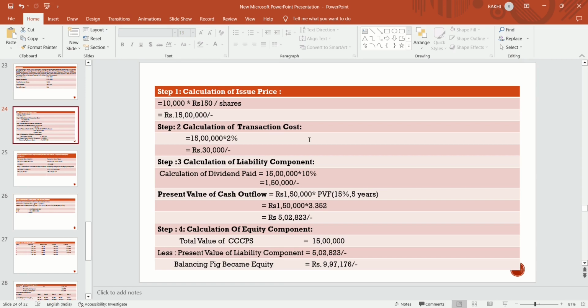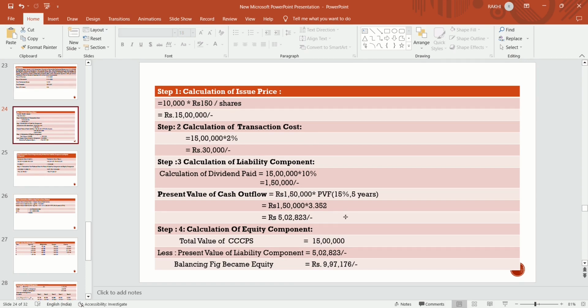So the present value of the cash outflow is 5,02,823. Now this is the present value of the cash outflow of interest element. Now the present value of the cash outflow of equity. How to calculate the equity? Because the total value of the proceeds is 15 lakhs and present value of the liability component is 5 lakh 2,823, then the balancing figure becomes the equity component, that is 9 lakh 97,176 becomes the equity component.